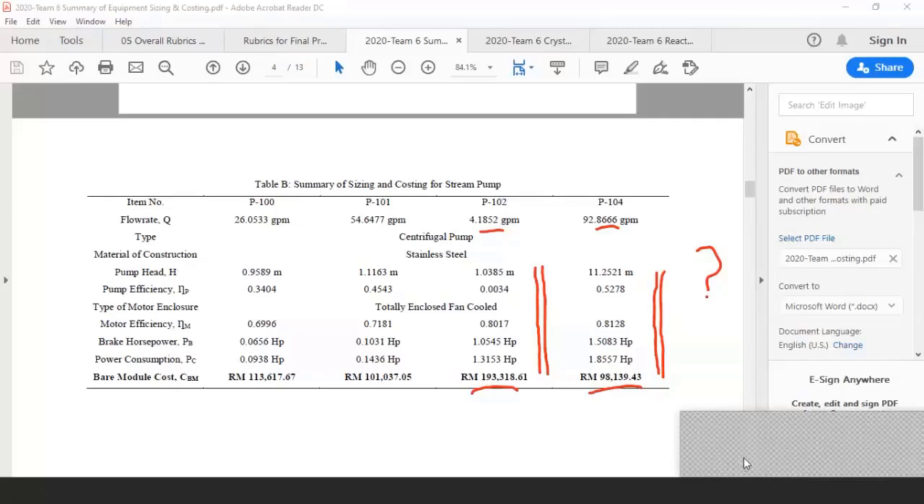And then most importantly, the flow rate there, which is like, for example, P100, 26.0533, itu terlalu sangat detail lah. Maksudnya, you don't have to put it until that 4 significant figures for the flow rate. You are not going to get such precise flow rate like that, correct? Yes. So you letak 26 gallon per minute ke apa ke macam tu, okay lah. Ini P101 54.6477 is too specific, and you will never find such number inside the pump calibration curve.